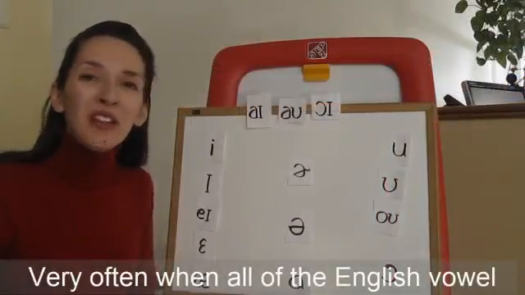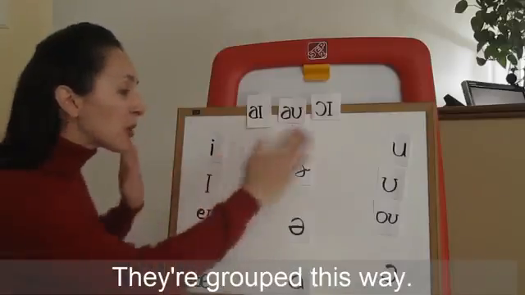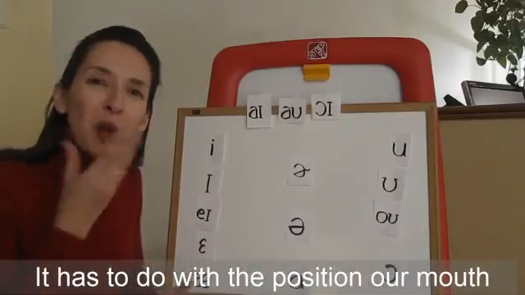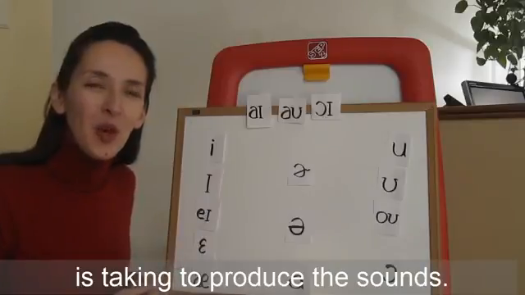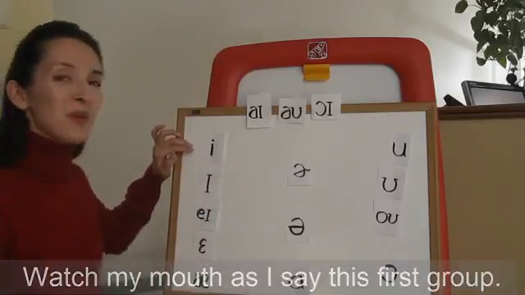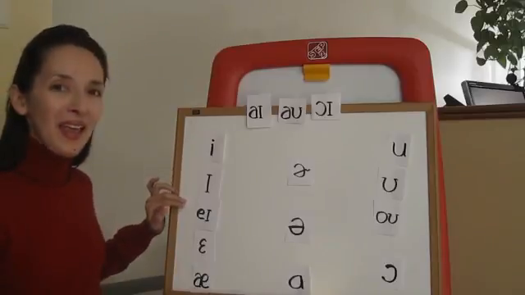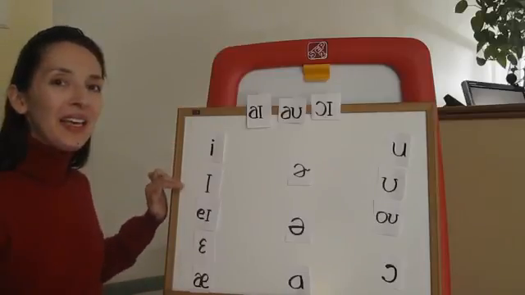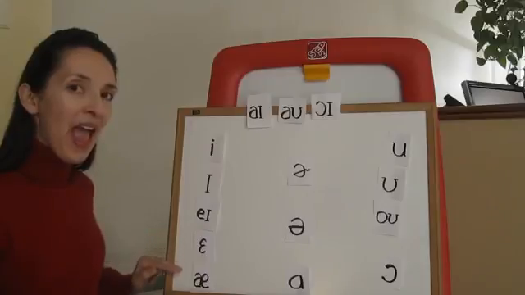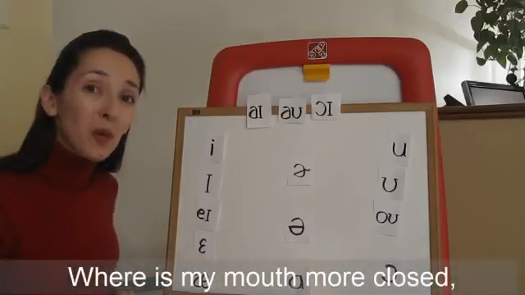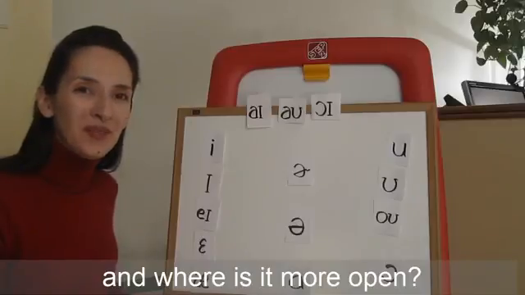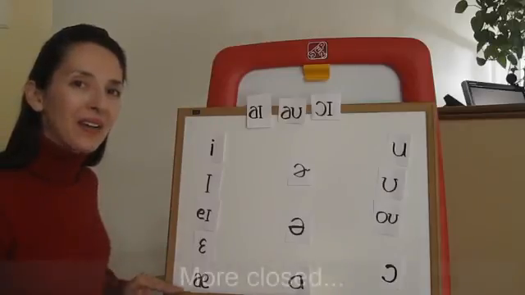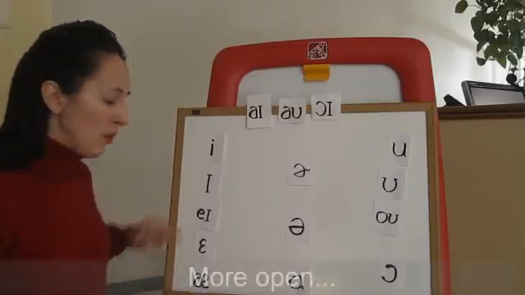As you watch this series, I think the videos will help you gain familiarity with phonetic symbols. Very often, when all of the English vowel sounds are presented at one time, they're grouped this way. Do you know why? It has to do with the position our mouth is taking to produce the sounds. Watch my mouth as I say this first group. E, I, A, E, A. Again. E, I, A, E, A. Where is my mouth more closed and where is it more open? E, A. More closed, E. More open, A.